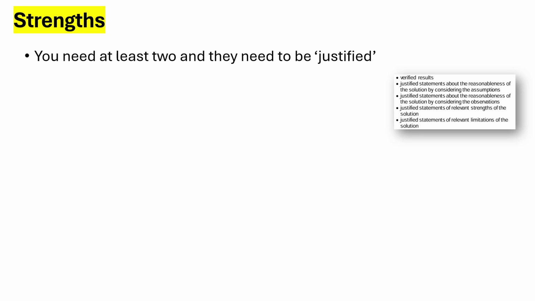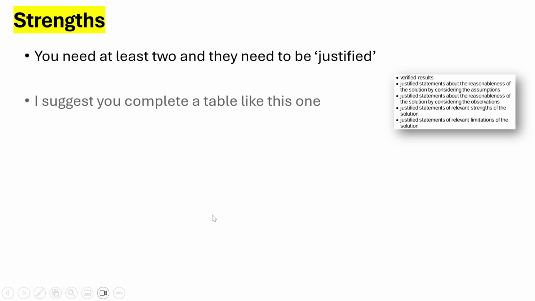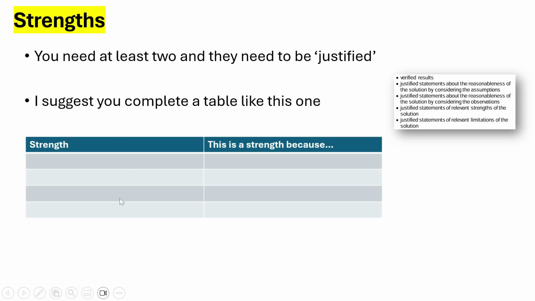Now, loads of students I have, they go, oh, my solution is strong because I was accurate. It's not really a strength of your model. You should be accurate. You have 3 or 4 or 5 weeks, maybe longer, to be accurate. So you should have been accurate, and you're not looking at that kind of strength. It's about your actual model. Again, I suggest you complete a table. Put the strength in this side.